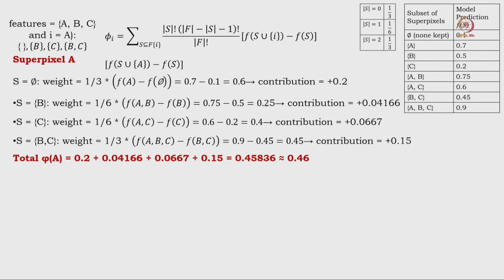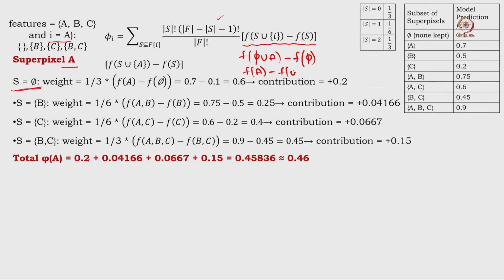Now, we have already calculated the weight. Now, we have to calculate this term. So, what is S? S here is empty. So, substitute: empty union i. What is i we have considered? i is A, superpixel A. Now, minus f of S. What is S? S is empty. So, now it is the union, which is complete. So, it is A.